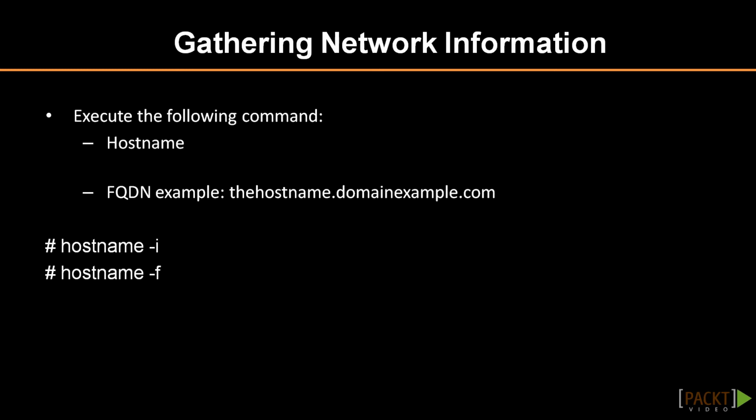The FQDN comes in the following format: the hostname, period, domainexample, period, com. The first term, the hostname, is a local hostname for the machine, followed by the parent domain, which in this case is domainexample.com. To get both the IP address and the FQDN for each of the nodes in our cluster, we will execute the following commands shown here: hostname -i, or the i option, and hostname -f, or the f option. In this case, the -i option gives us the IP address of this node in the cluster, and the -f option gives us the FQDN.